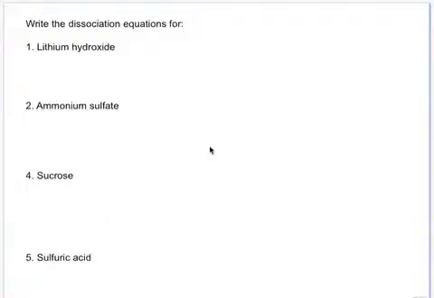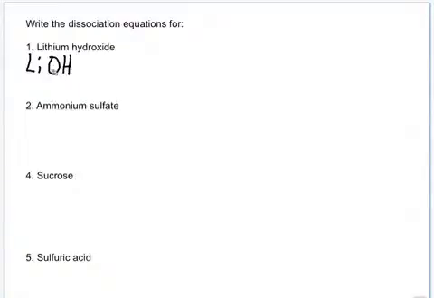Dissociation equation for some different compounds here. Okay, so the first thing that we're going to do is start off with lithium hydroxide. We need the formula for that. So we will write Li is +1, hydroxide is -1, so it's LiOH.